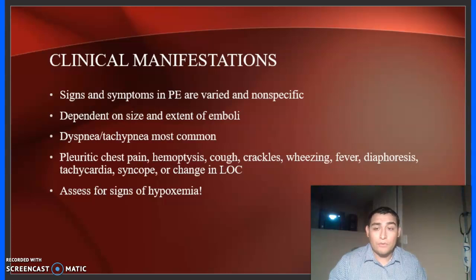So one of the main things that you're really going to want to do is assess for signs of hypoxemia, and that would include a lot of those symptoms that we just discussed, but also any type of cyanosis, such as central cyanosis, and then your typical signs of hypoxemia, like O2 sats, and so forth.